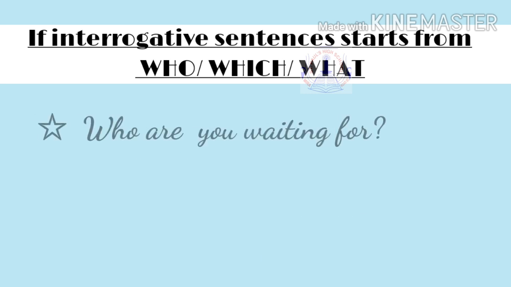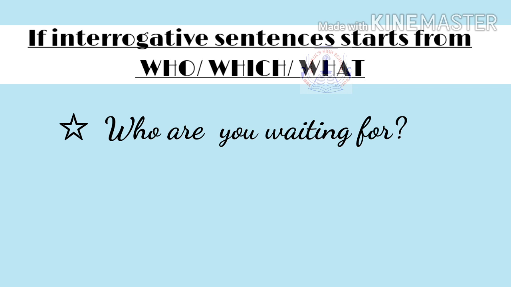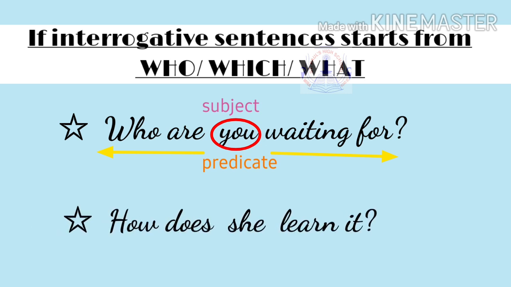Another sentence is, who are you waiting for? Here, if you see, a direct question is framed. Who are waiting for? That means you. So you becomes the subject, and the rest, are waiting for, becomes your predicate. The last example: how does she learn it? Again, she becomes your subject, and how does learn it becomes your predicate.